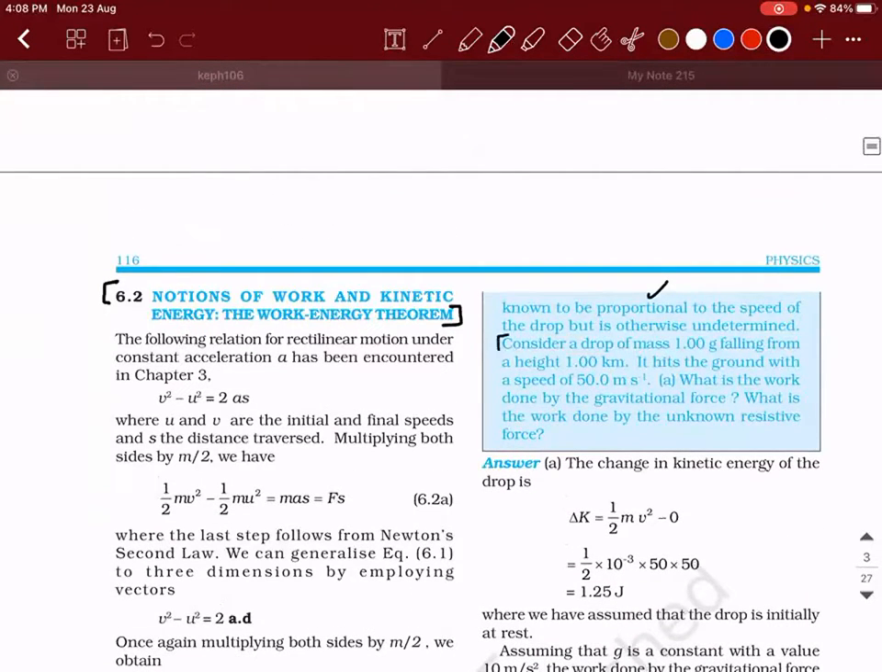Now, you need to consider a drop of mass 1 gram falling from a height of 1 kilometer. It hits the ground with a speed of 50 meters per second. What is the work done by the gravitational force?